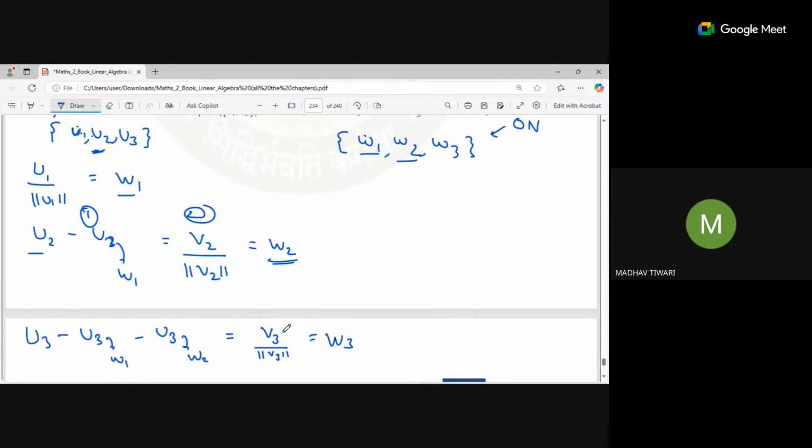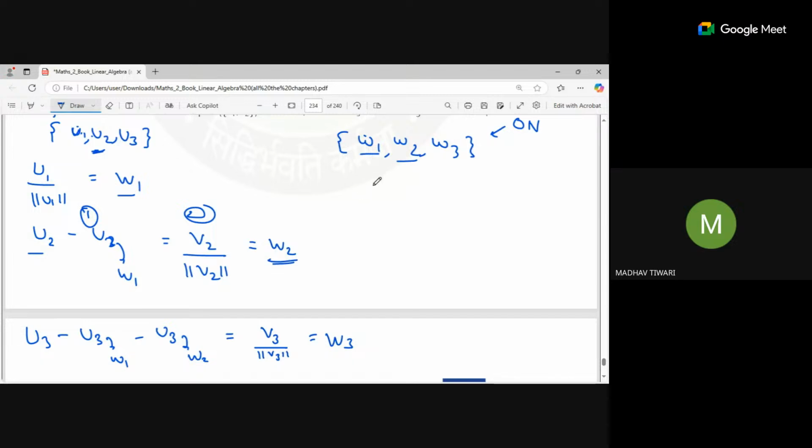Suppose U1, U2, U3 are all interconnected to W1, W2, W3? Yeah, we have to connect them. From U1, I want my first orthonormal vector. From U2, I want the second orthonormal vector. And from U3, I want my third orthonormal vector.